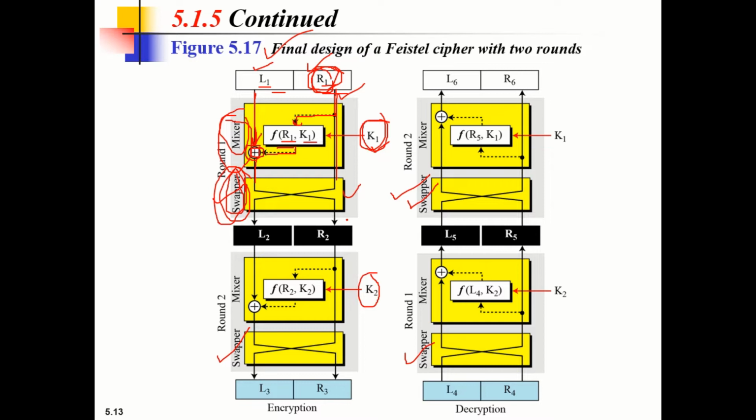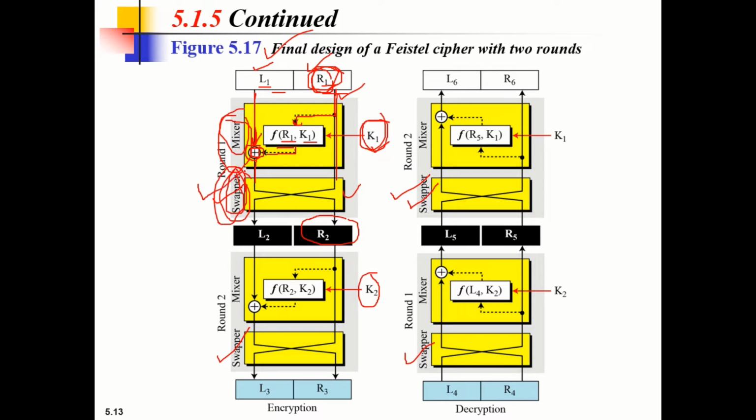In that previous design we did not have a number of rounds, so we were getting the final cipher text right here, right? So there was no middle text in that example. But here we are having two rounds. This is an example of two rounds.